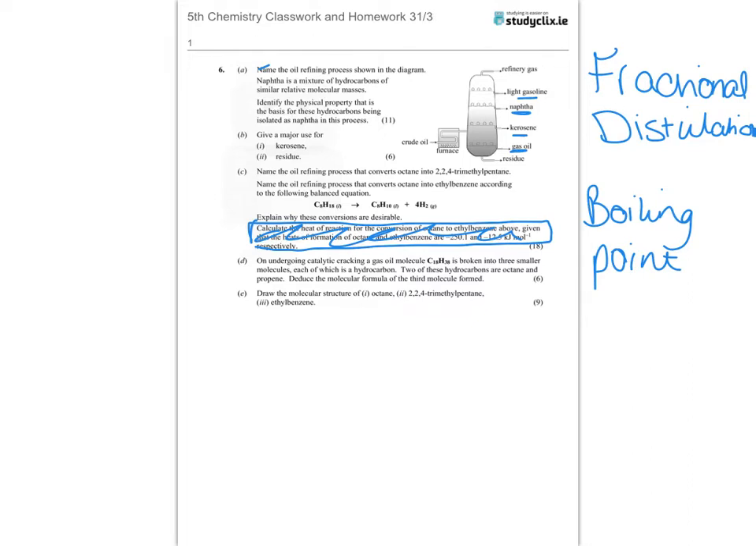It then asks me, give a major use for kerosene. Well, kerosene can be used as airplane fuel. So this is part B. Some of you might have heard of kerosene lamps, kerosene cooking from home. It's kind of an old-fashioned way of doing it now, but airplane fuel would be the main part of it.